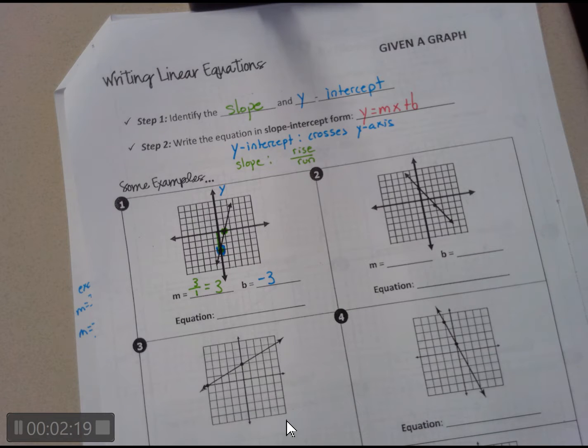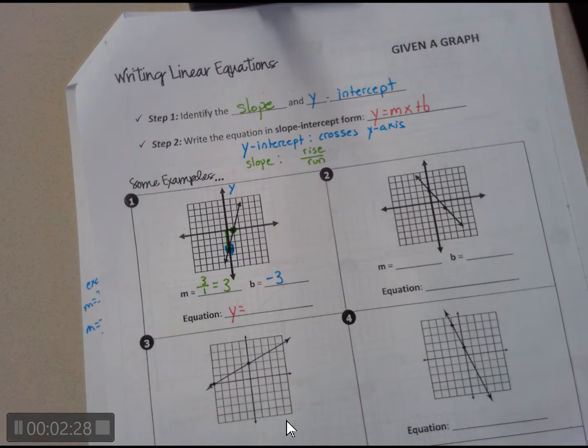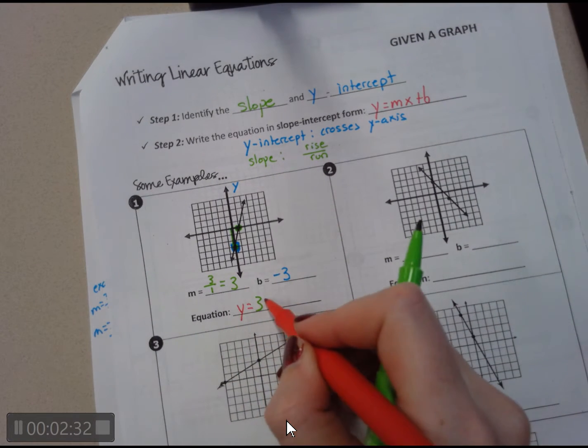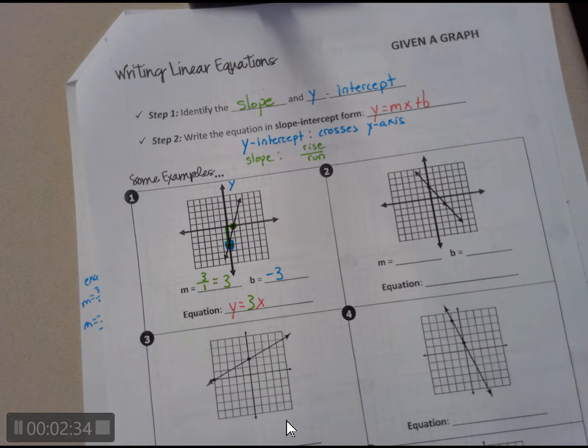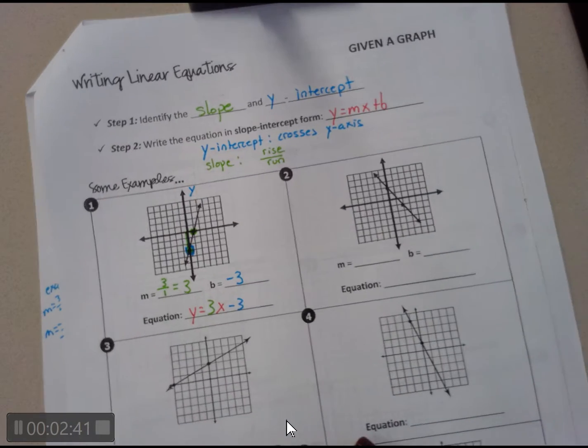And hey, now this becomes exactly what we did yesterday. We're given our slope and we're given our y-intercept. So y equals 3x minus 3. Okay? All right, let's try the next one.